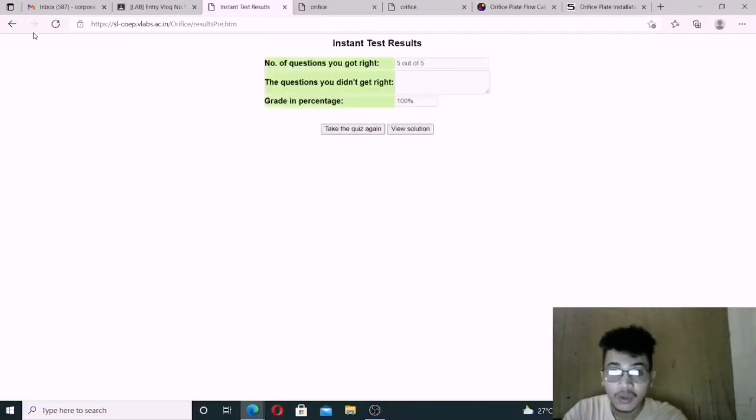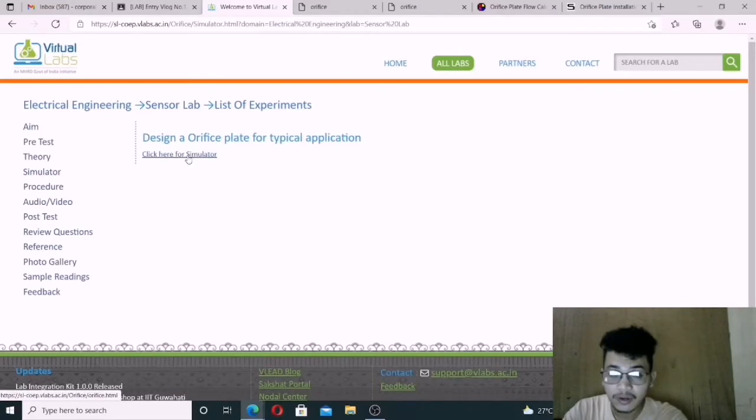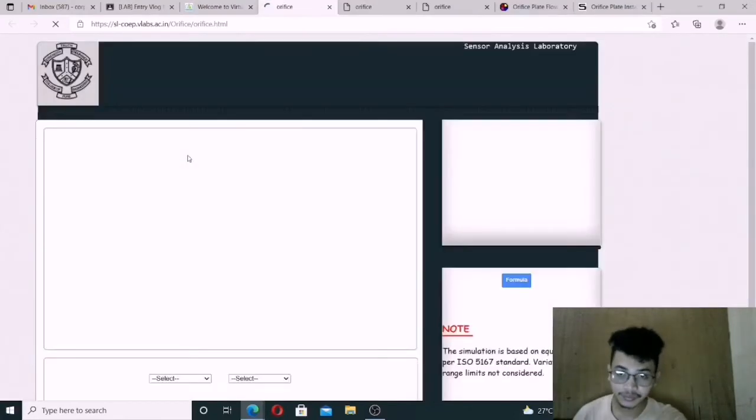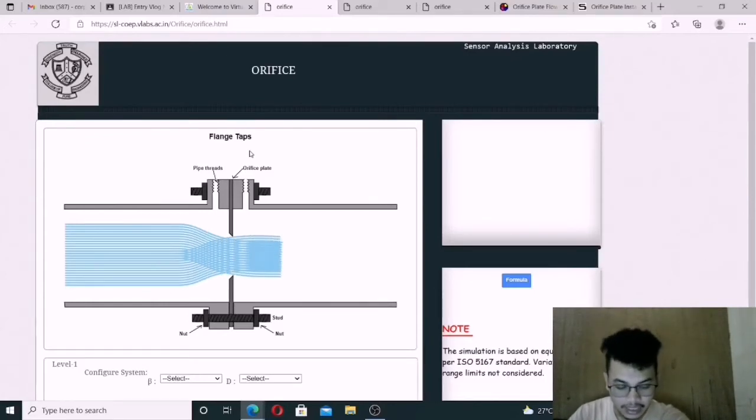And now we move to the simulator. The procedures will be applied in the simulator, so we click for simulator. Our level 1 is the measurement of differential pressure. We are going to calculate the differential pressure.